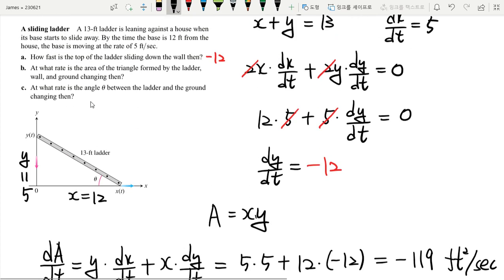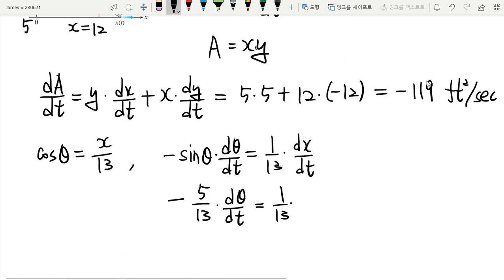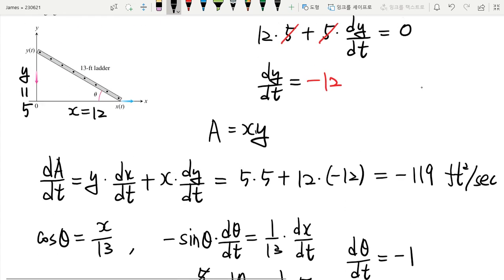And dx over dt is 5. So we can cancel everything. So that means d theta over dt is minus 1. The unit is radian per sec. So once again, because it's minus, the angle is decreasing.